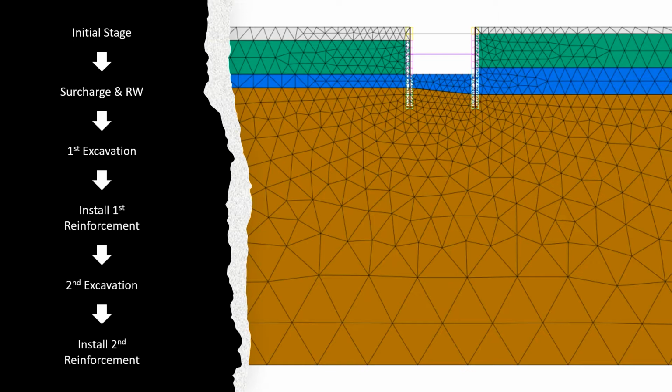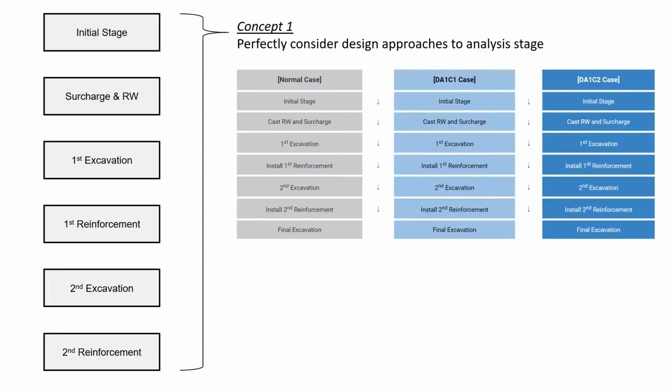And for this construction stage, you need to use engineering judgment to apply the partial factor in your analysis stages. From my experience, there are two concepts. In concept number one, you fully consider the design approaches in the analysis stages from start to end. In this concept, you need to create three analysis files, one for each approach: normal, DA1C1 and DA1C2.